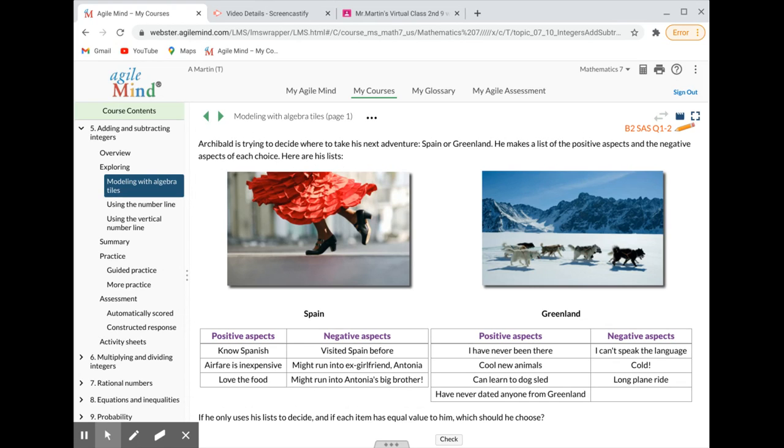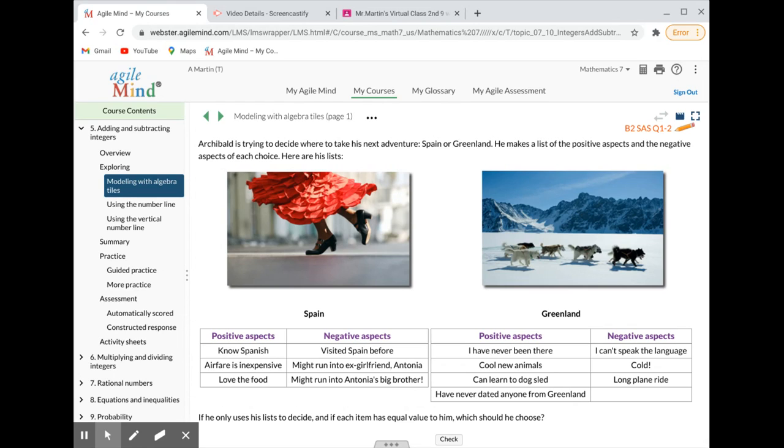Okay, the first thing we're going to do is continue learning about Archibald. Yesterday we talked about Archibald and all the things that he wanted to do. Today we're going to see some other things. Remember Archibald the ant, he wanted to travel everywhere. Now Archibald's trying to decide if he wants to go to Spain or Greenland. We're going to look at the positive and negative aspects of both of these places, and see which one the positives or negatives outweigh the other so that we can figure out where he wants to go.